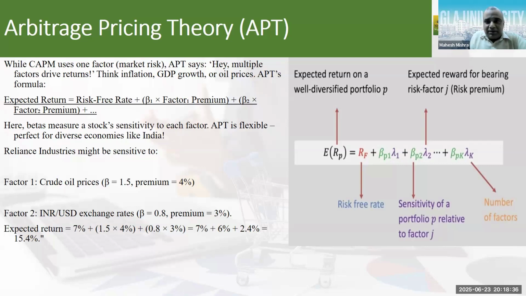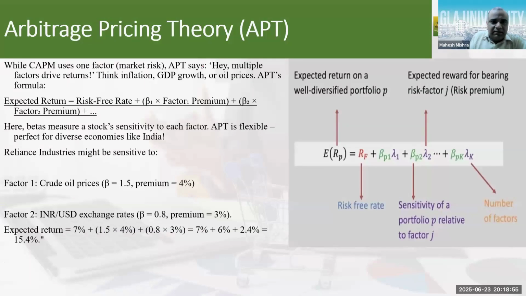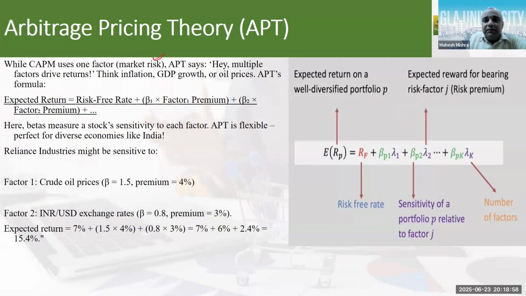So let's read out what is given in the slide, and we will explain each and every specific term. While CAPM is used, one factor is a market factor. So multiple factor returns can be calculated. Think just like GDP. Market factor is one factor, GDP is another factor, and so many factors may be considered. So arbitraging is basically the exploitation of the price difference of the two different marketplaces.